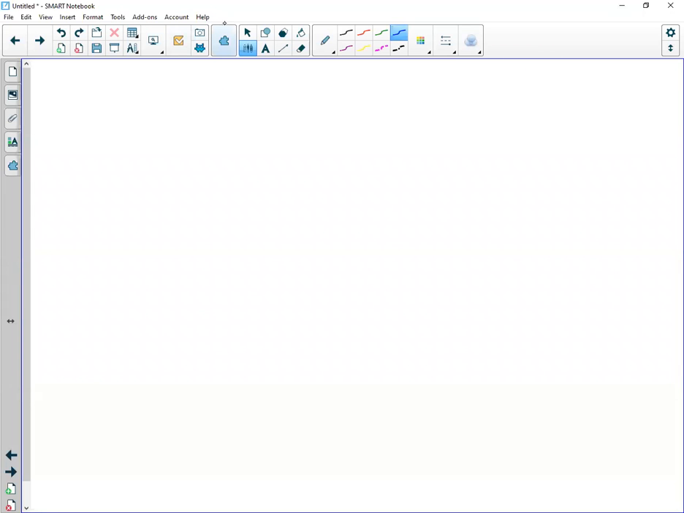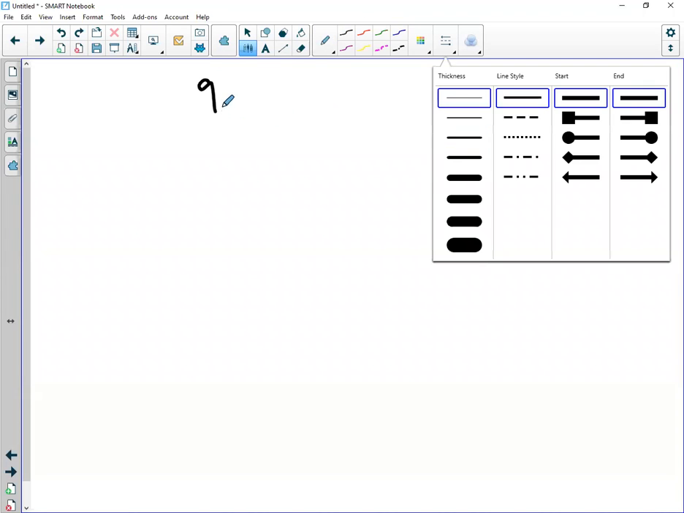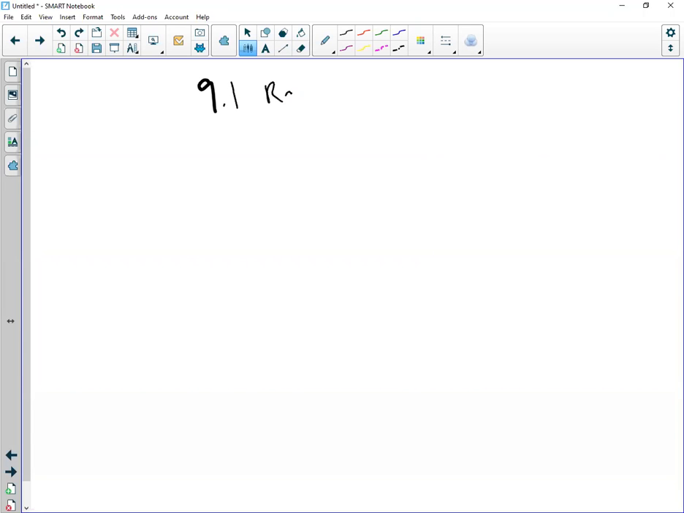So this is section 9.1. So now, okay. This is going to be weird. This is the first time I've ever used this. So this is all about radian measure.